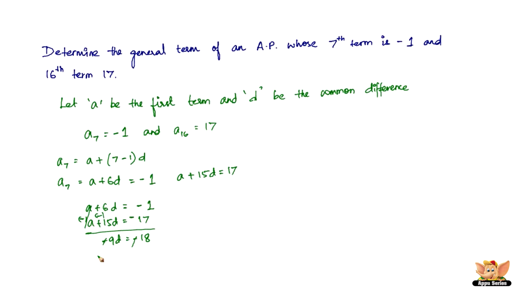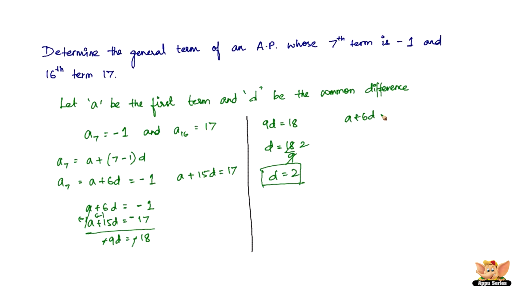So the negatives get cancelled. So we have 9D equals 18, or D equals 18 by 9. So 9 goes 2 times in 18. So we found D to be equal to 2. So if D is equal to 2, then what is A? We have A plus 6D equals -1. So A plus 6 times 2 is -1. So that is A plus 12 equals -1. So A equals -1 minus 12. So A equals -13.